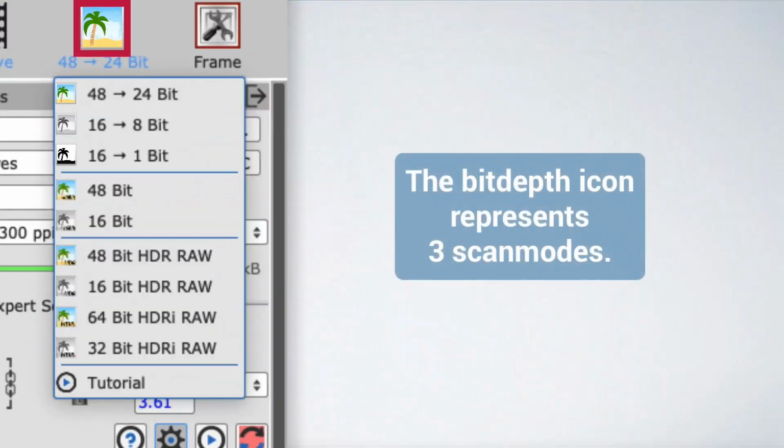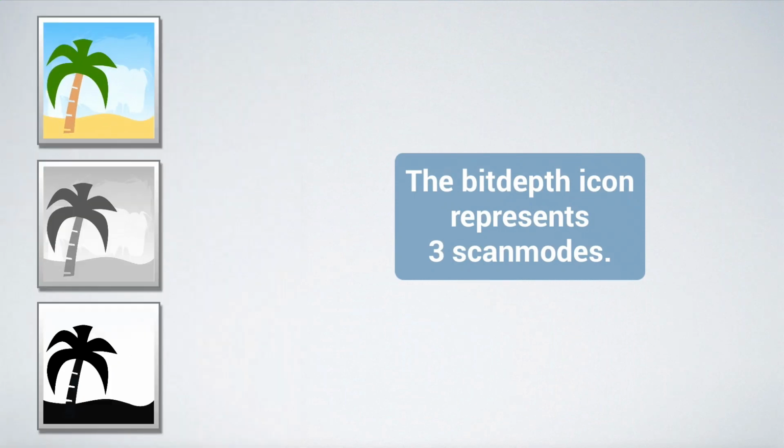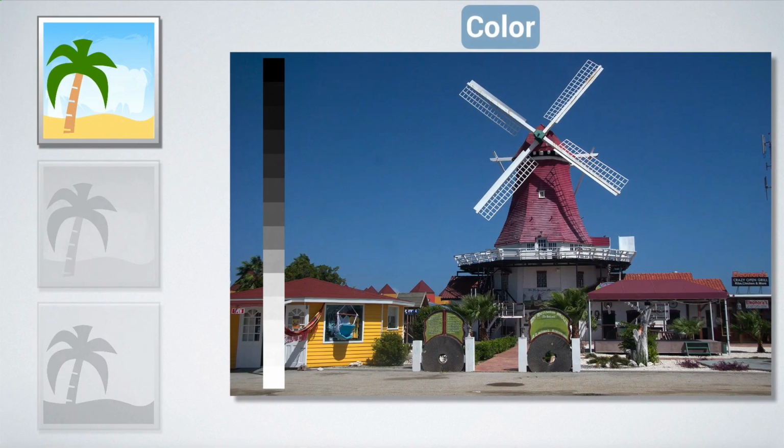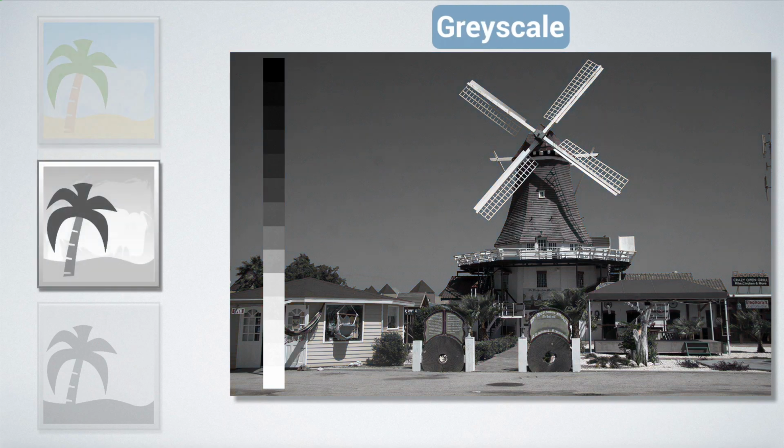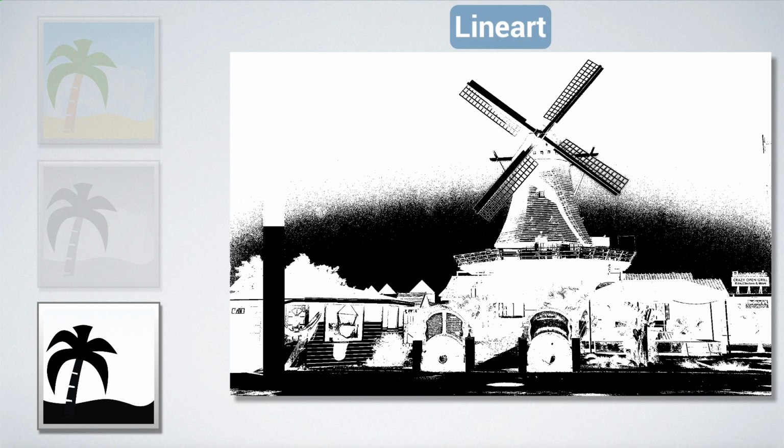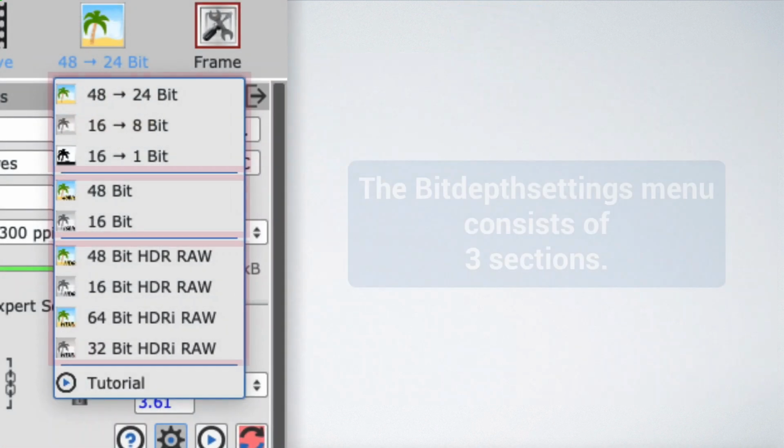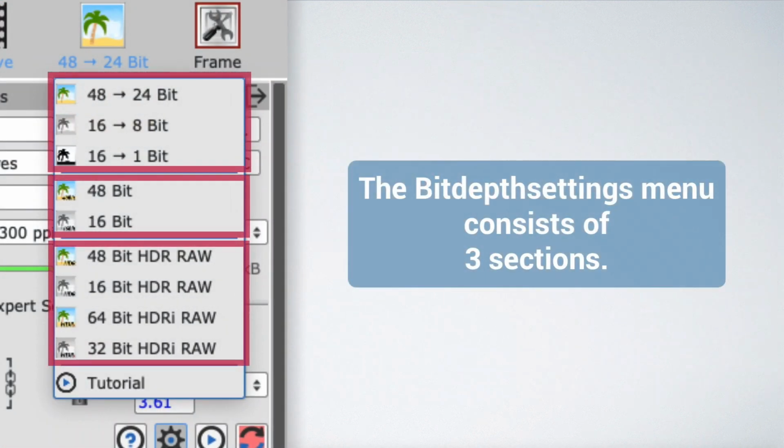The bit depth icon represents three scan modes: color, grayscale, and line art. The bit depth settings menu consists of three sections.